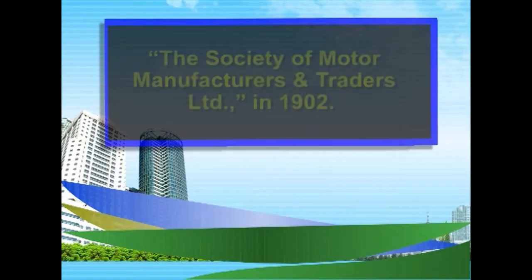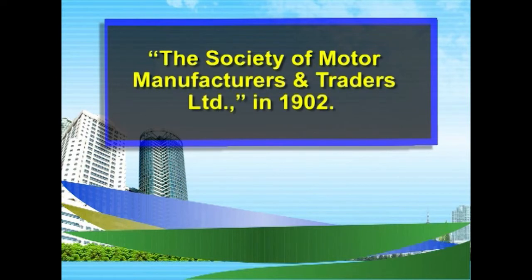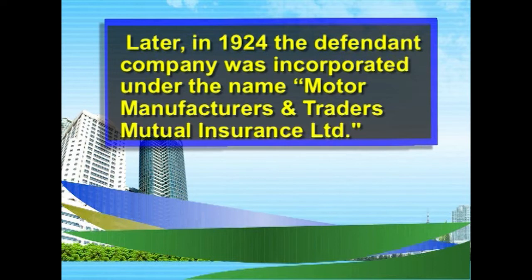In the instant case, the plaintiff company was incorporated under the name the Society of Motor Manufacturers and Traders Limited in 1902. Later, in 1924, the defendant company was incorporated under the name Motor Manufacturers and Traders Mutual Insurance Company Limited. The plaintiff company sued the defendant company for adopting an identical name on the ground that it was deceptive and prayed that the defendant be restrained from using this name.